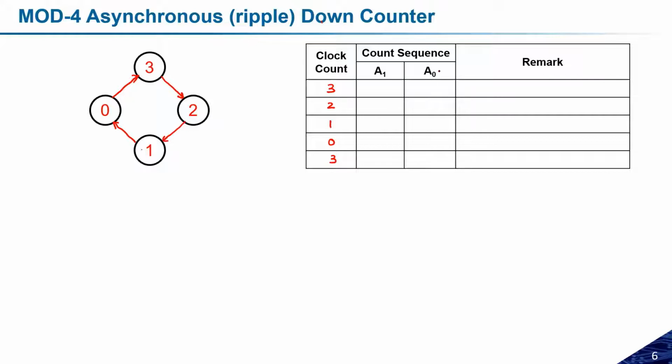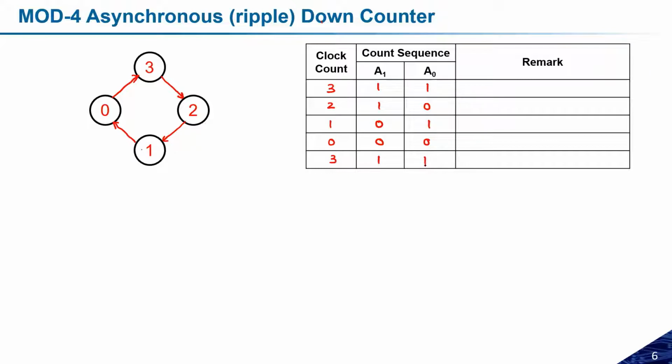If we talk about the outputs of both the flip-flops, because here we have mod 4, the total number of flip-flops required will be 2, and there will be 2 outputs. If I'm considering A1 as the MSB and A0 as the LSB, the sequence will be something like this: 1 1, 1 0, 0 1, and 0 0, and then again it should come to 1 1.